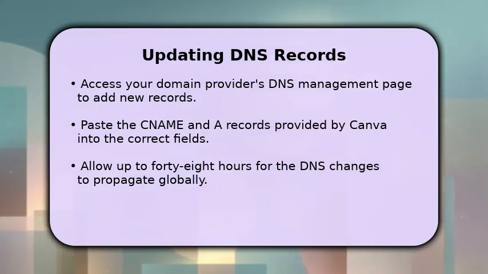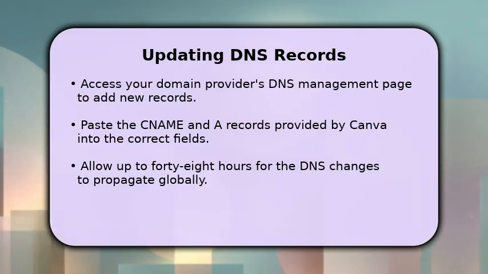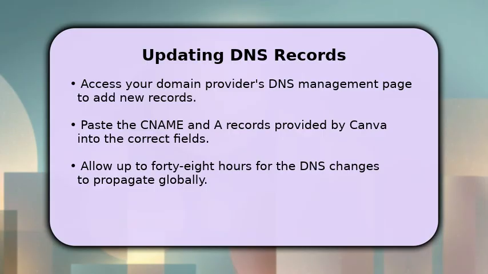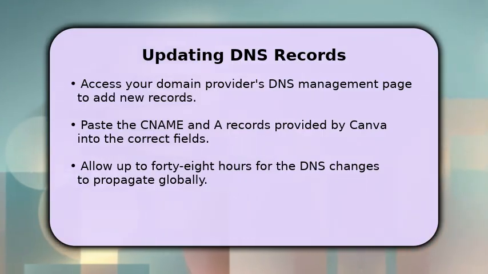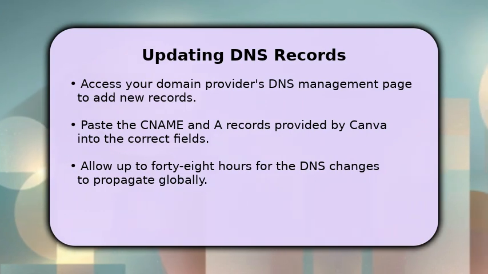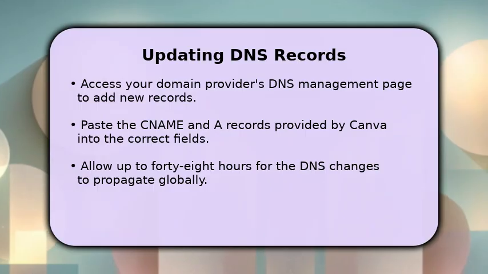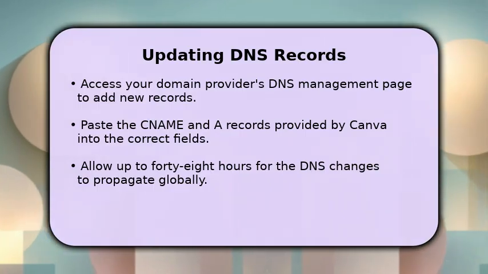Log in to your domain provider's account and navigate to their DNS management page. Carefully paste the CNAME and A records that Canva provided into the designated fields. After saving these changes, please allow up to 48 hours for the updates to propagate across the internet, making your Canva site live on your custom domain.